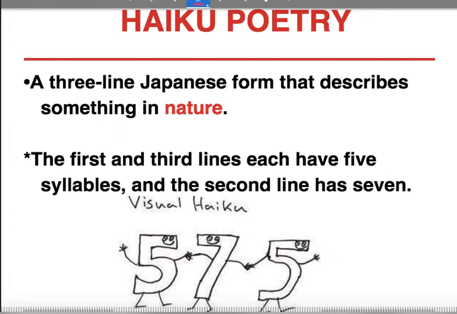Haiku is a 3-line Japanese form that describes something in nature, and this has a very specific structure. So the first and the third lines each have 5 syllables, and the second line has 7 syllables. So it's going to be a 3-line poem, and that particular format is what makes it haiku.